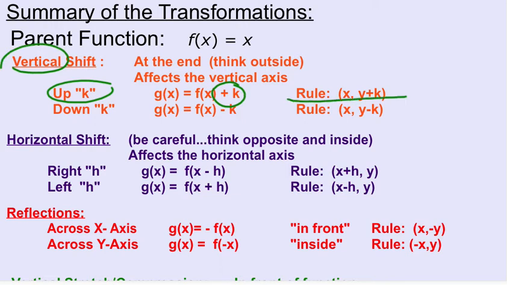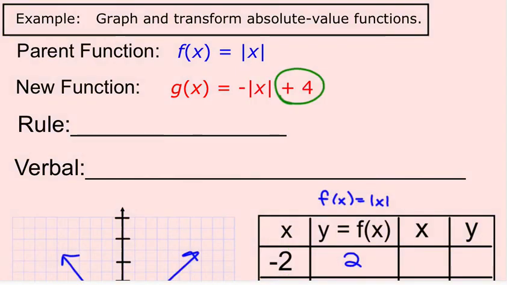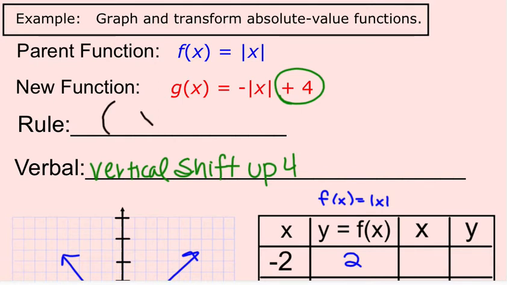So here's our rule. Affects the y-axis. So it's a vertical shift up 4. So when we write our rule, vertical is your y-axis. We want to shift up, so we're going to add 4.